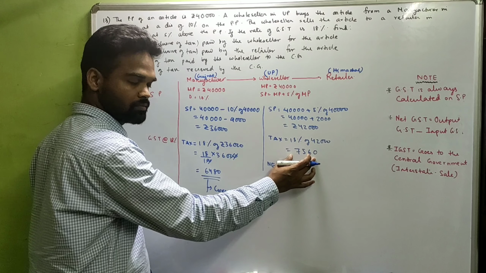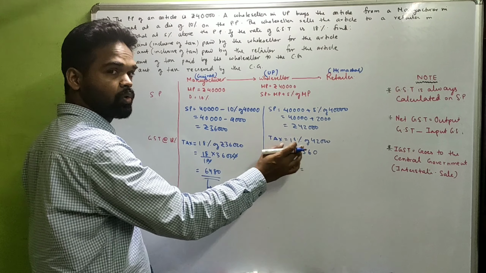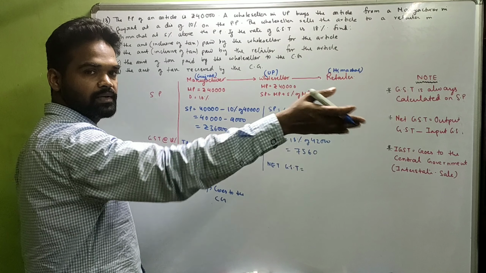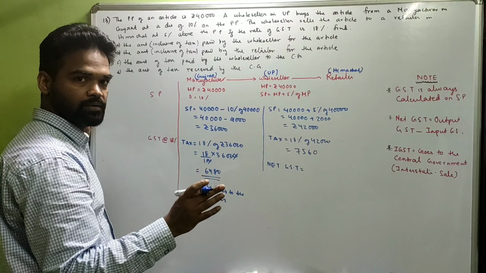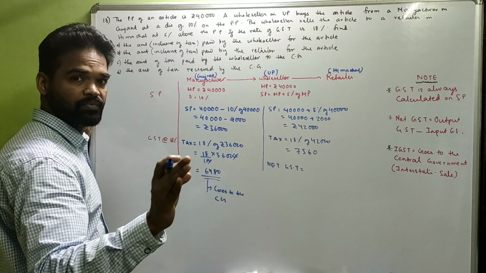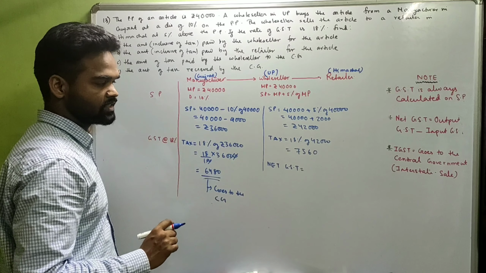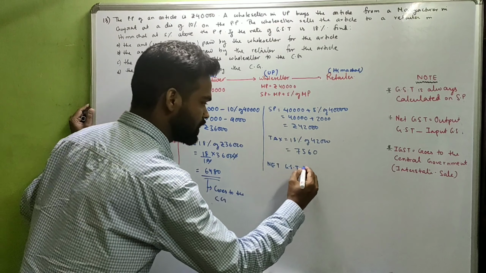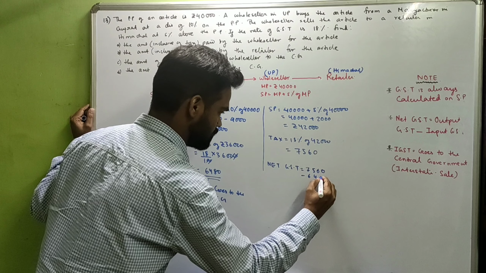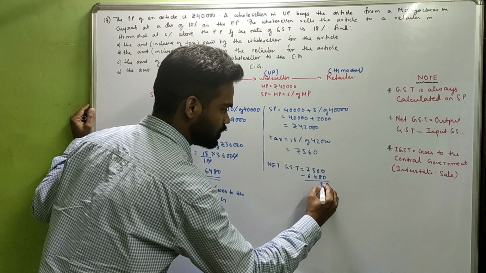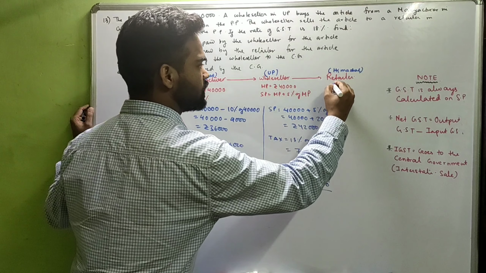The output minus the input. Over here also, this goes to the central government. This doesn't go to the state government. That's why I have not divided it into two parts, one part for the central government, one part for the state government. Not in this case, because of interstate sale. So the net GST in this case will be output minus input. Am I correct?